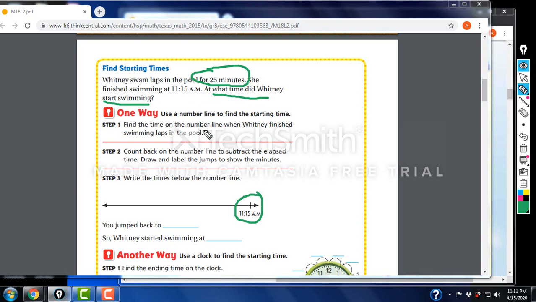At what time did Whitney start swimming? So find the time on the number line when Whitney finished. We know it's 11:15. Now we need to count back on the number line to subtract the elapsed time. What is the elapsed time? It's 25 minutes. So now we need to jump back 25 minutes.